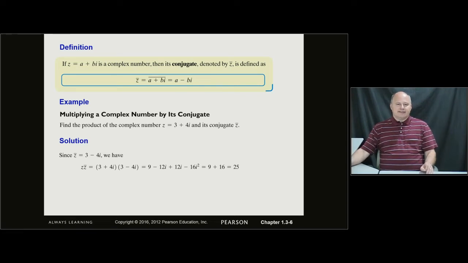So it ends up being negative 16 times negative 1, which is a plus 16. But look at the final answer. It's 25. Where's the i? Well, the i canceled. So this is a case when you multiply a complex number times another complex number, and the result is technically a real number. Okay? So that's what happens here.